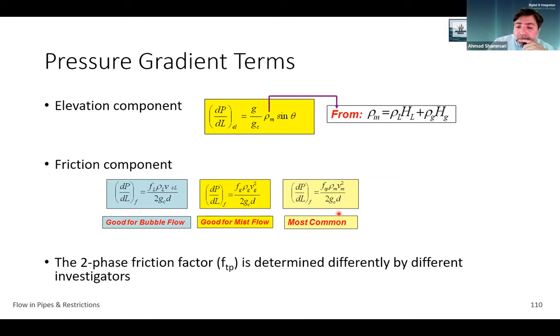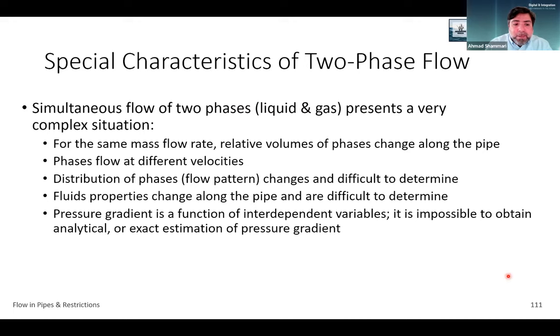However, the most commonly used is the mixture. For example, we need to look into the two-phase friction factor. And just don't underestimate this value here, because the two-phase friction factor is very complicated to calculate. There is a lot of literature to cover that. Then we will use the mixture density and the mixture velocity squared divided by 2D, okay? So again, why is this complex? The two-phase flow is really complex because for the same mass flow rate, the relative volumes of phases change along the pipe.